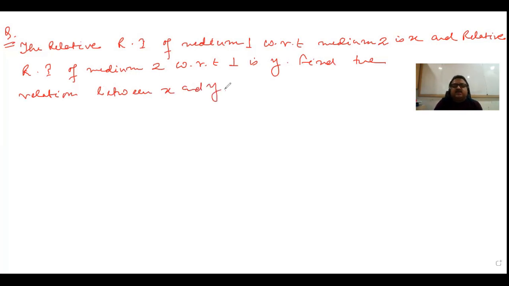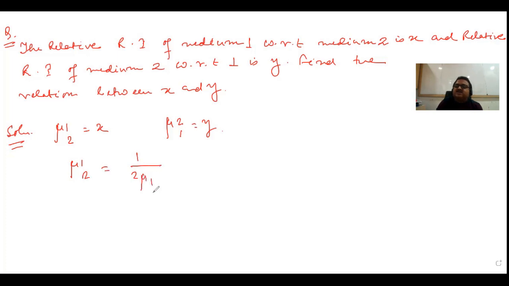So it's a very simple one. As I told you, according to the problem, mu12 is x and mu21 is y. And just now I showed you a relation: mu12 can be written as 1 by 2 mu1. Is it clear? So if I put this value, x is this and y is this. So what is the value? X multiplied by y is equal to 1.